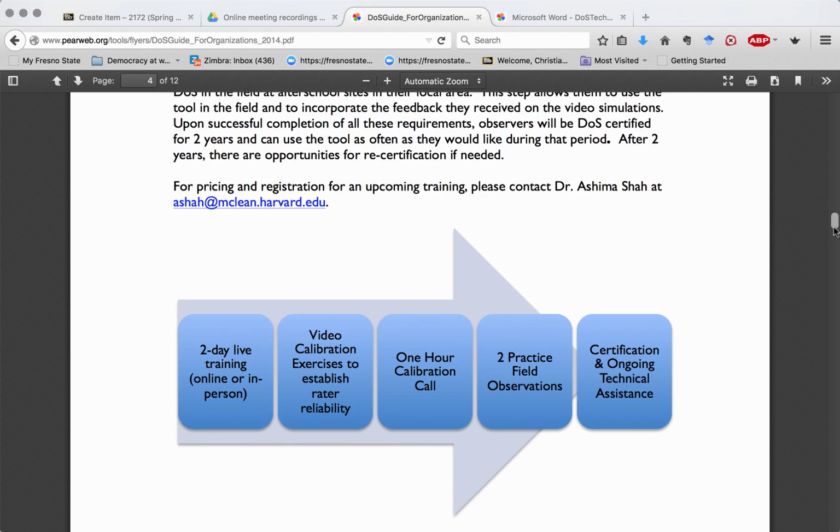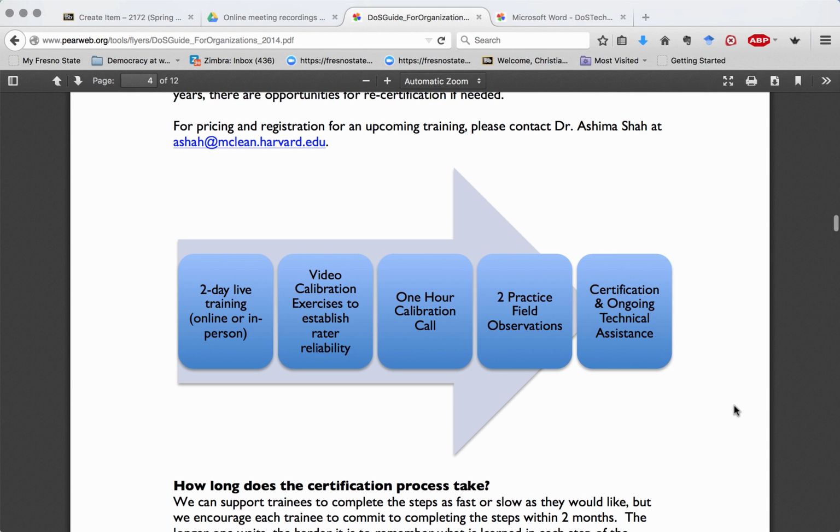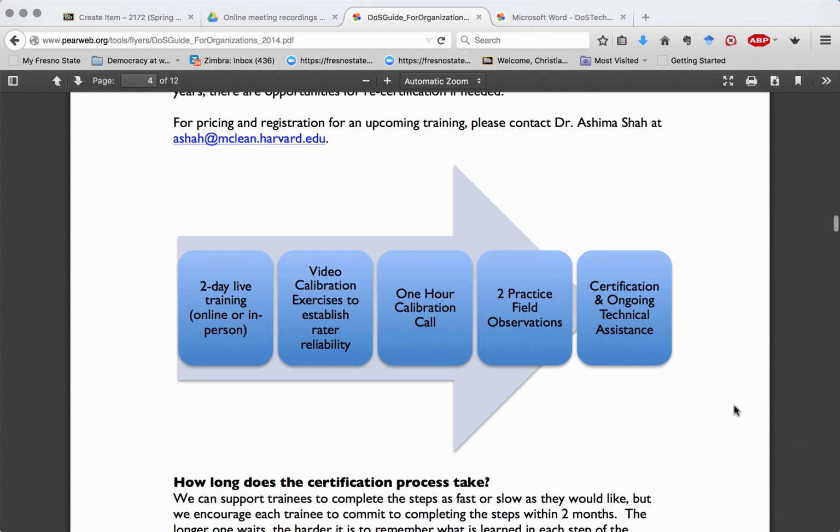Then here you have a certain certification process. You have a 2-day live training, then you have a calibration exercise, a calibration call, and then 2 field observations, and then ongoing technical assistance and certifications. So this is quite usual, because people want to assure that the raters that use their tool have the appropriate training so that the ratings can be reliable.